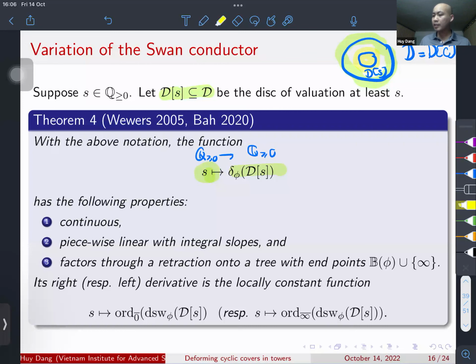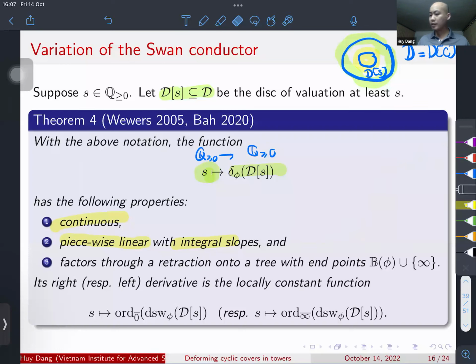First, it is a continuous function. When you have a continuous function in calculus, you know the derivative and you know how the function looks. Moreover, it is piecewise linear with integral slope. So it should look like this. And the second property tells you that the depth Swan conductor is enough to understand the rate of change at finitely many points. That's the second property of the function.